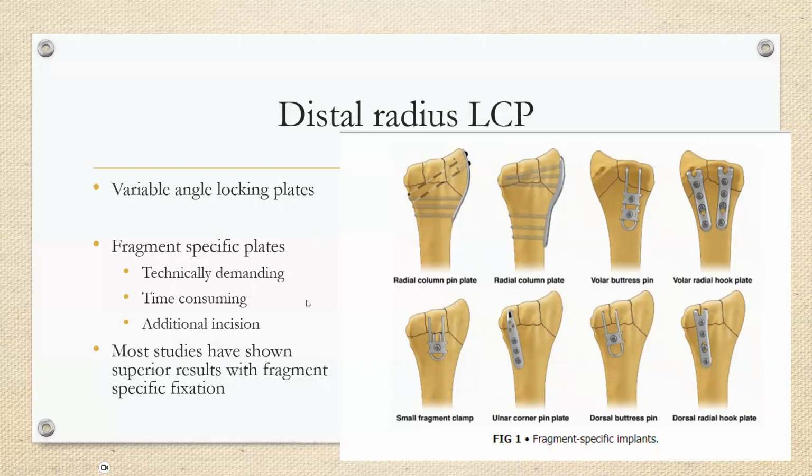The pitfalls of fragment-specific plates are that they are a little more technically demanding than the conventional volar locking plates, and they require additional exposure. Hence, it's usually time-consuming, and mostly it is used for dorsal column fixations and invariably needs an additional incision. However, most studies have shown there is definitely better maintenance of reduction with the use of mini fragment fixation as compared to conventional locking plates.